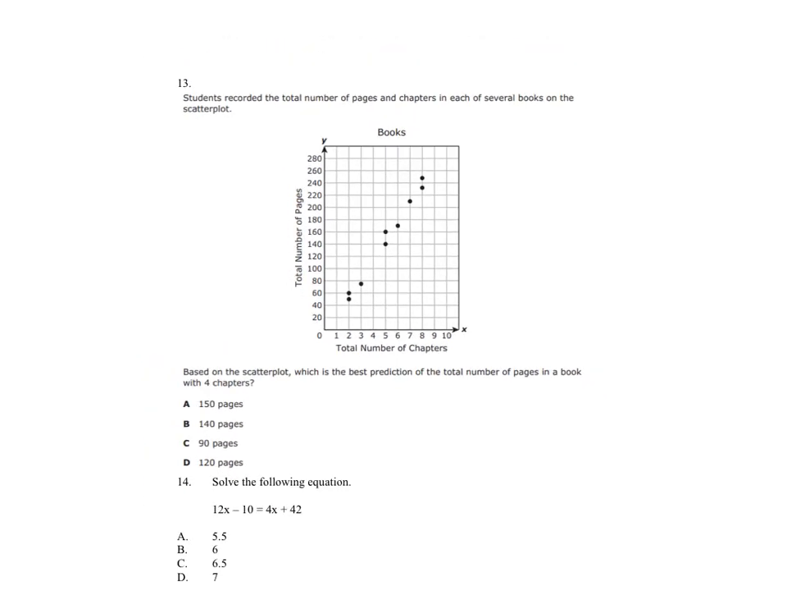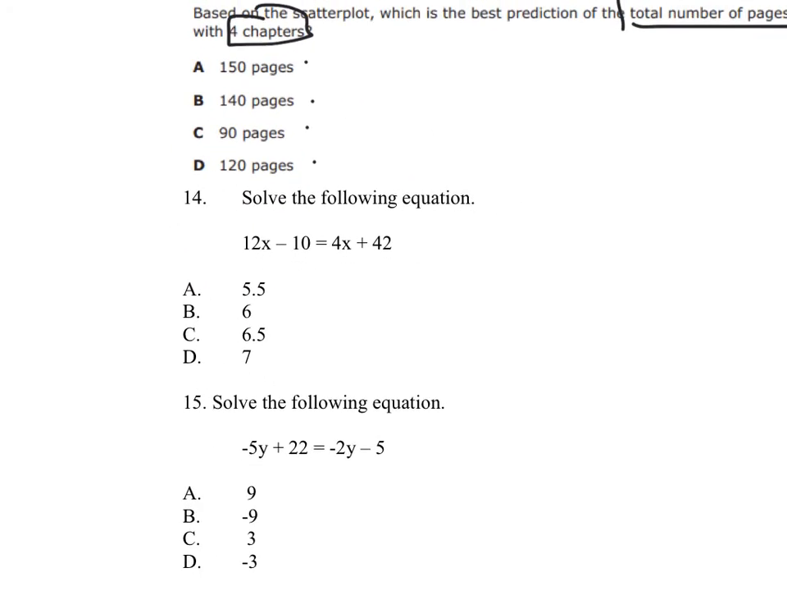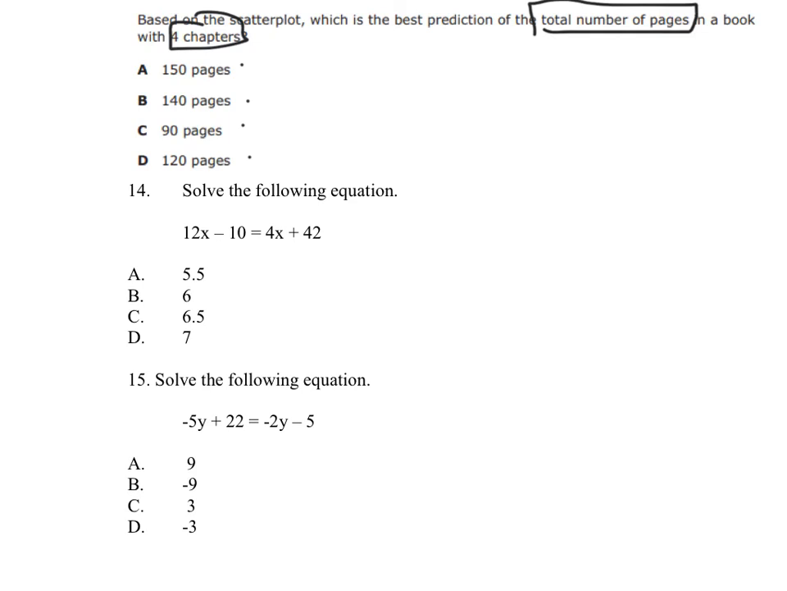Based on the scatter plot, which is the best prediction of the total number of pages in a book with 4 chapters? So 4 chapters. If there was to be a line drawn through those, it's all terrible. If there was a line to be drawn, which of these page numbers would fall into that line? Okay, and then some multi-step equations again.